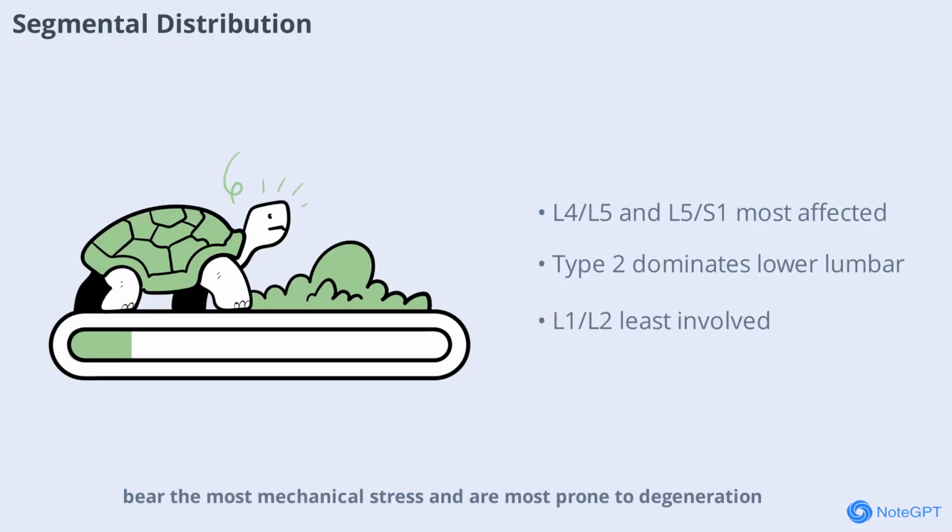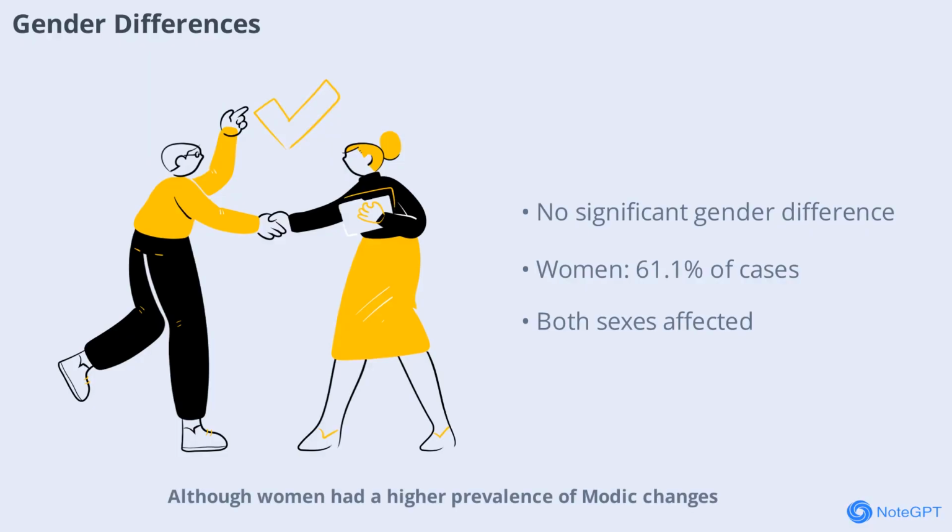Although women had a higher prevalence of Modic changes, statistical analysis showed no significant association between sex and the occurrence of any Modic subtype. Both men and women exhibited all three types, but the trends may reflect differences in physical activity or occupational exposure. These findings suggest that gender alone does not determine the risk for Modic changes.